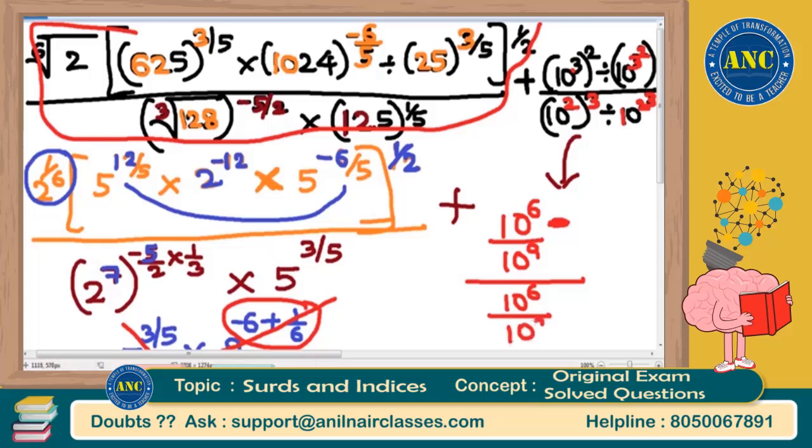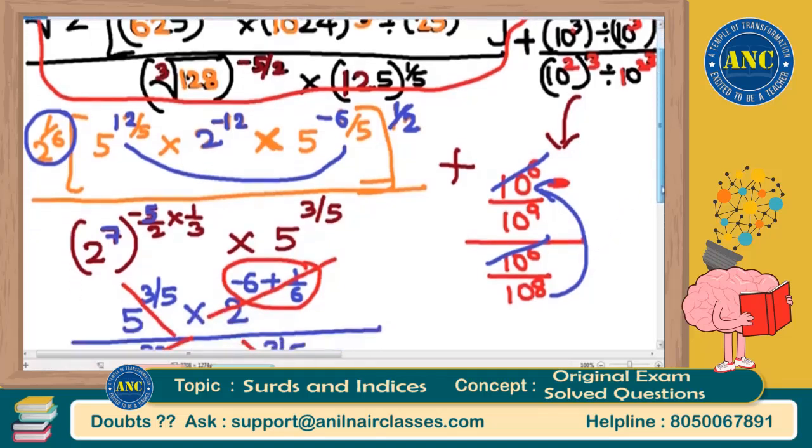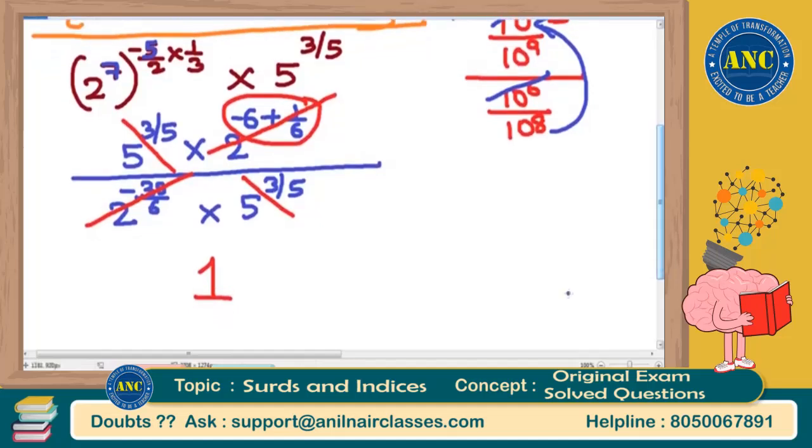2 cube is 8. If I simplify this further, what will it become? 10 power 6, 10 power 6 will cancel. 10 power 8 will go to the numerator. 10 power 8 by 10 power 9 is 1 by 10. 1 by 10 is 0.1. 1 plus 0.1, answer is 1.1.